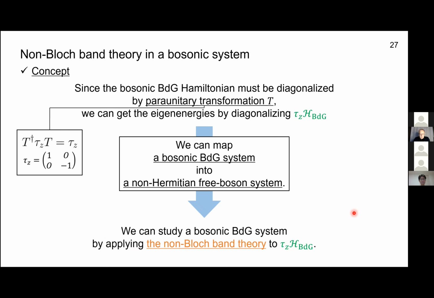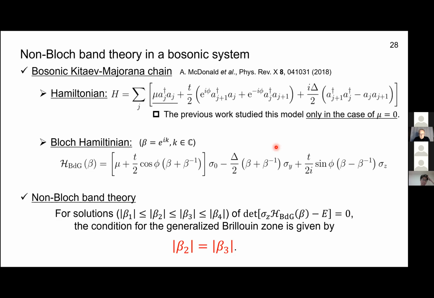As an example, I consider the bosonic Kitaev-Majorana chain proposed by this previous work. The Hamiltonian of this system is given in this form. And let me note that this previous work studied this model only in the case of mu equal to b zero. From this Hamiltonian, we can get the Bloch BdG Hamiltonian in this form. In terms of the non-Bloch band theory, for solutions of the characteristic equation of sigma z H BdG, the condition for the generalized Brillouin zone is given in this form.